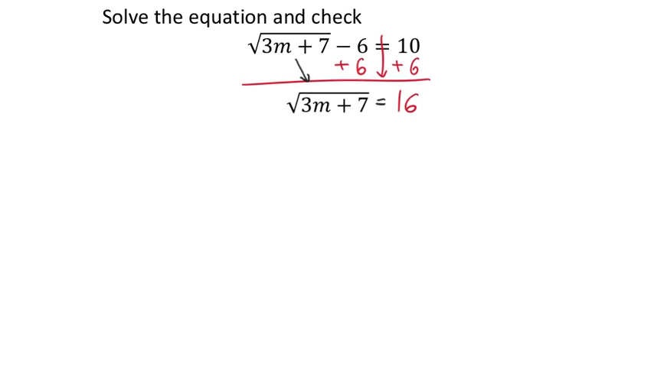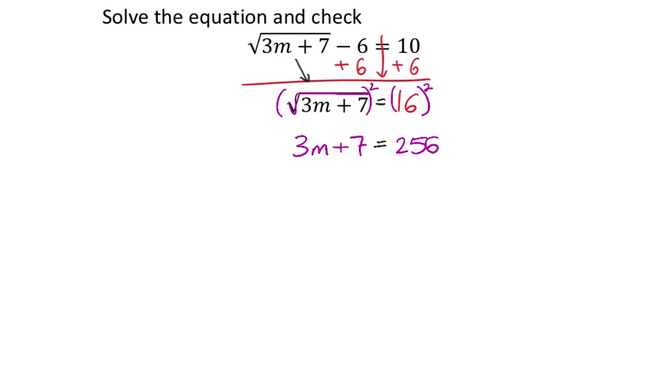To get rid of that square root, I'm just going to take both sides and square them. Whatever you do to one side, you have to do to the other side. Now that power of 2 is going to undo the square root, so I just end up with 3m plus 7 on the left. And this equals 16 squared, which is 256.